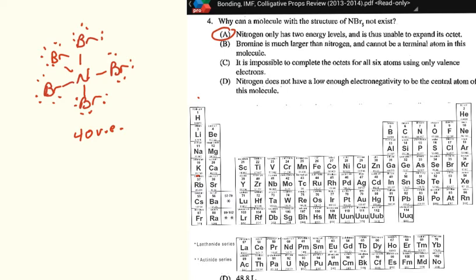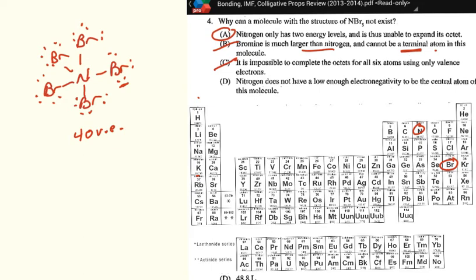B, bromine is much larger than nitrogen. Well, that's true, based on their location on the periodic table, and cannot be a terminal atom. Actually, terminal meaning can't be on the outside, like bromine is in this case, but that has nothing to do with size. It is impossible to complete the octets for all 6 atoms using only valence electrons. That's actually not true. We more than exceeded their octets. They all have 8 or more.